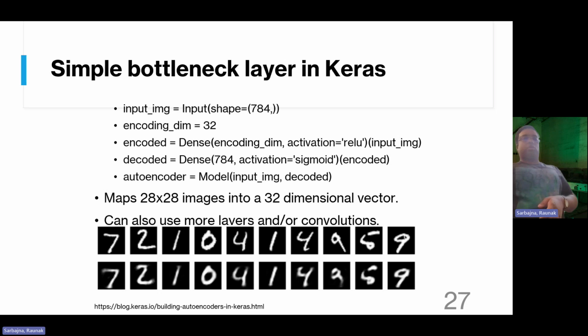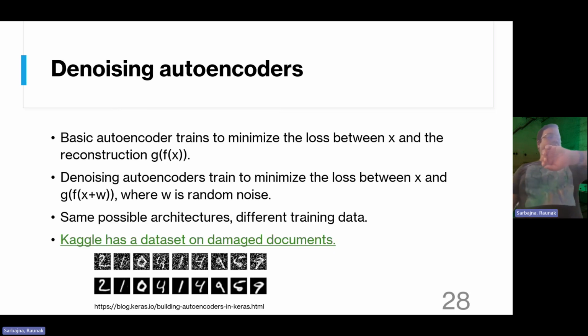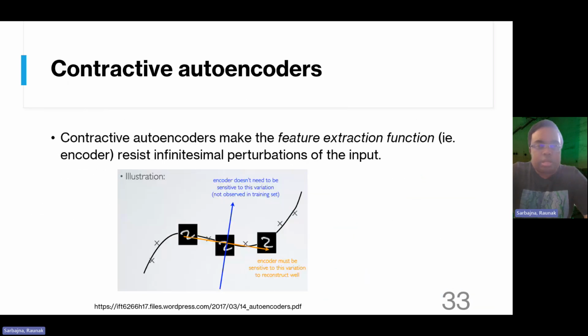So another thing we talked about is denoising autoencoders. Actually, I think I'll stop in a couple of minutes. Let me move to variational autoencoders first, so that you know that.